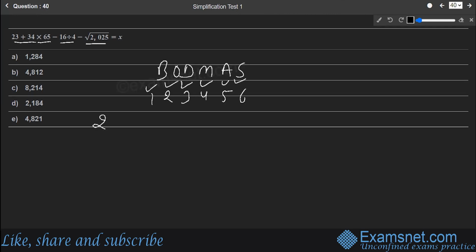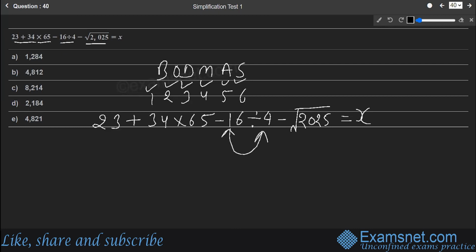So let us quickly write the expression: 23 plus 34 into 65 minus 16 divided by 4 minus under root of 2025 is equal to x. That is the expression. We are supposed to solve for x. There is no 'of' available here, so we are supposed to do the division first. There is the division. So let us quickly write that and write the rest of the thing as it is. 16 divided by 4 is going to be 4, so minus 4. We can also solve the under root 2025.